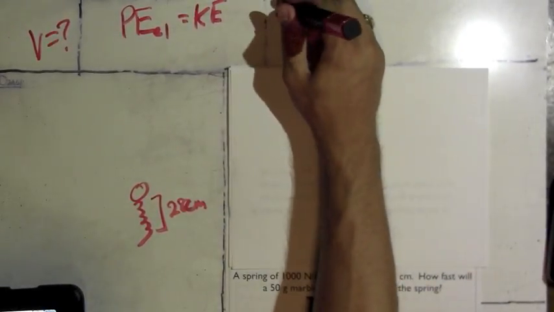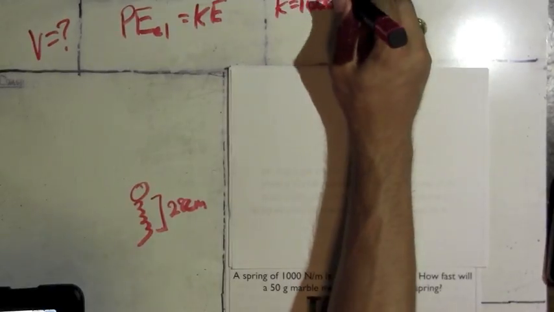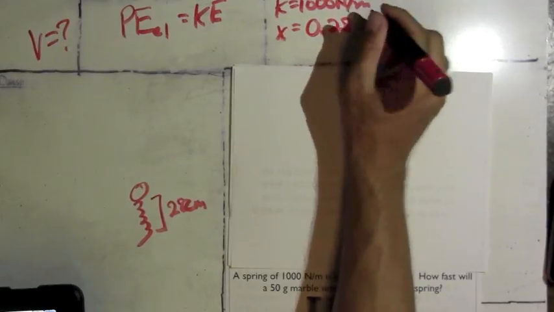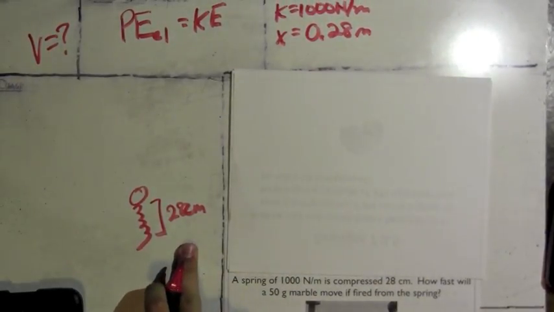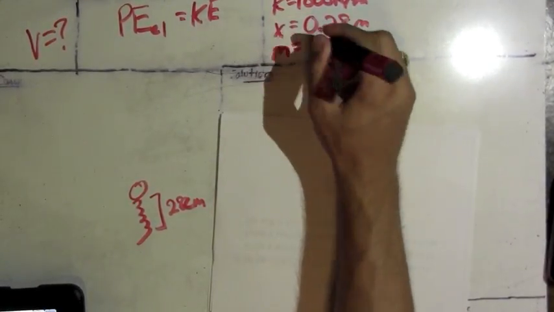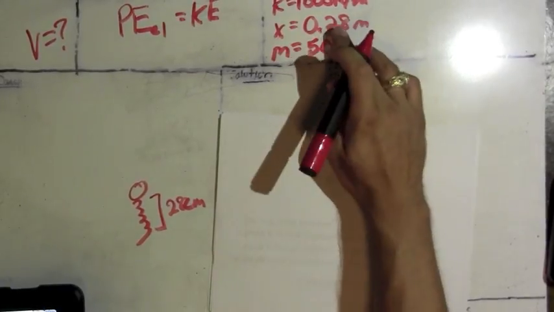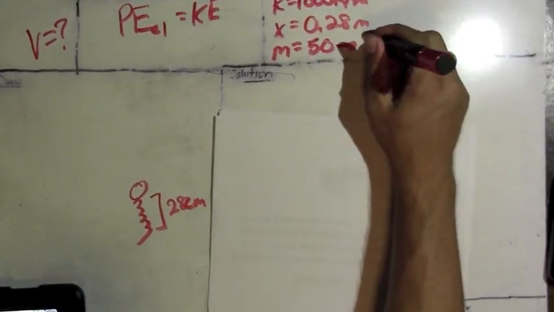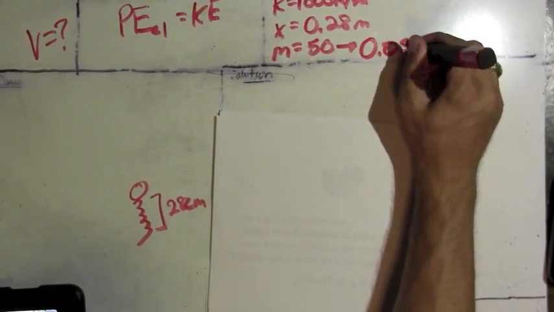You're given a spring constant value of 1,000 newtons per meter. You're given a compression of 0.28 meters. You should recognize that that was in centimeters. You're also given that the mass of the marble is 50 grams. Now, it's been a while since you really had mass given to you in grams, but you know you're supposed to convert that to kilograms. Mass is the only thing where the base unit is a kilogram instead of just a standard gram or meter or something along those lines. So this should be 0.05 kilograms. We had to move the decimal over 3 places.